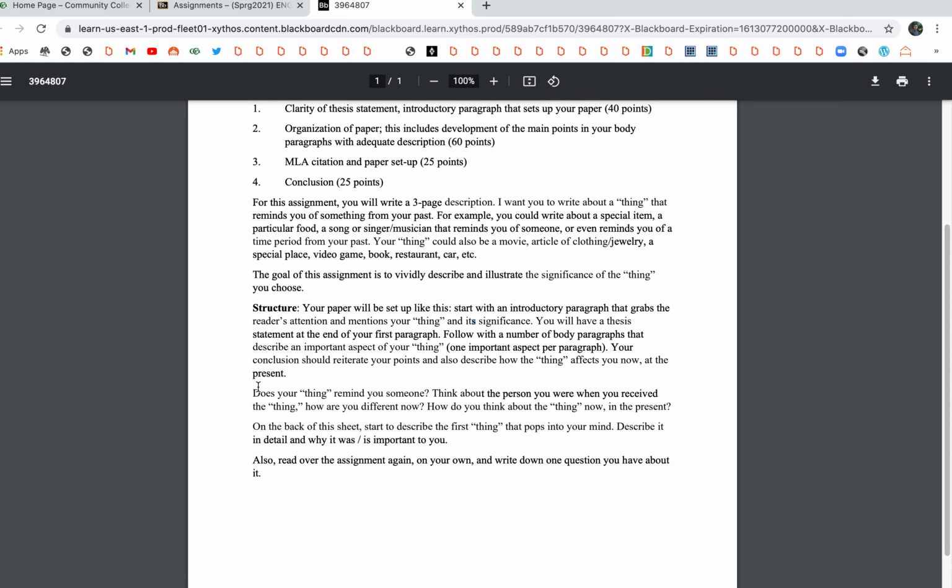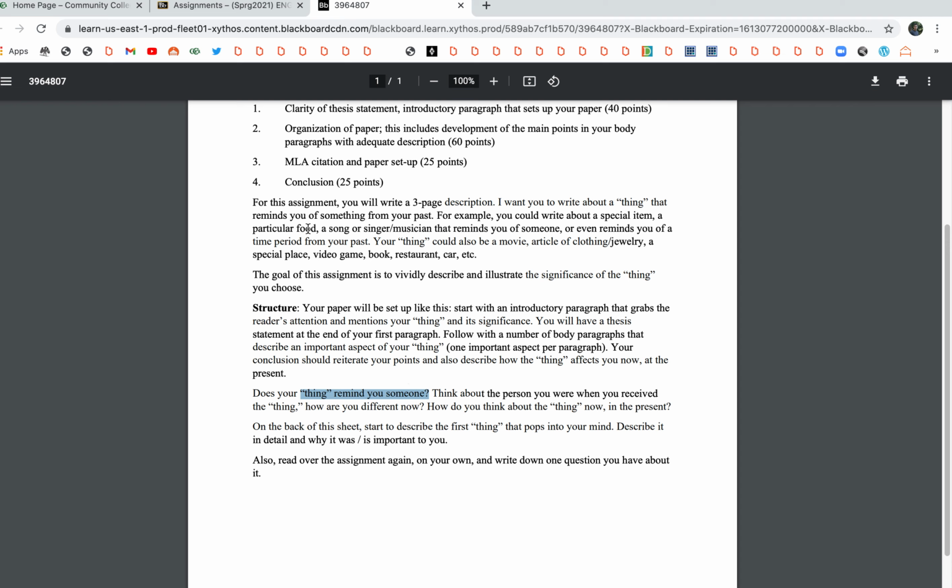So some areas to think about and write about in your paper. Does your thing remind you of somebody? Say your grandmother gave you a locket, a bracelet, a piece of jewelry, you can talk about that time when she gave it to you, and you can talk about how the piece of jewelry reminds you of her. Did you watch a movie over and over when you were little? Who does it remind you of?